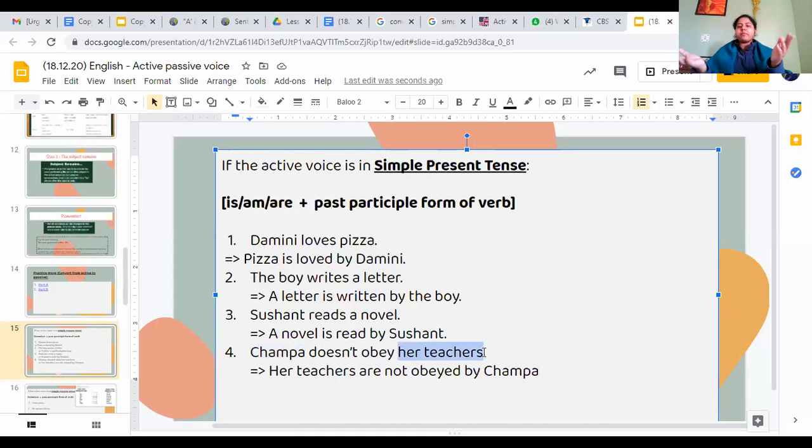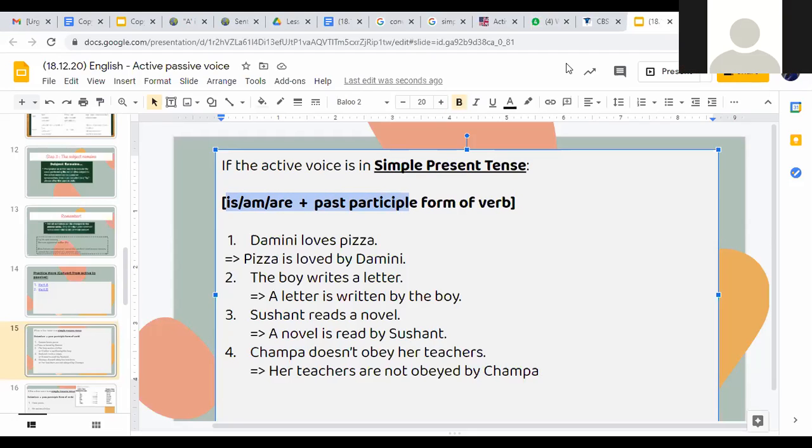Now do the same thing. Step 1, interchange object and subject. So her teachers बन गया मेरा subject, new subject बन गया. Then does not obey का बन गया are not obeyed based on this thing. And then by Champa.